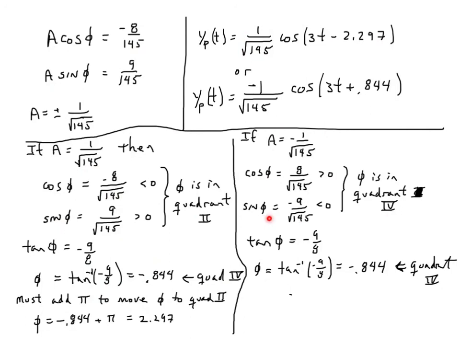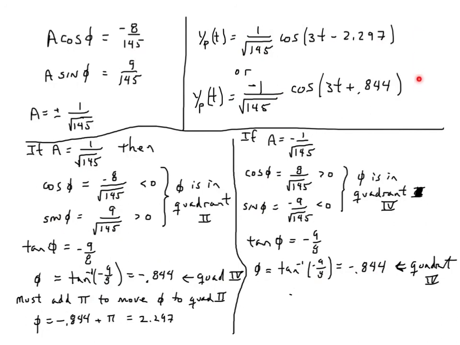Still, I have to find my phi. Dividing sine of phi by cosine of phi, I get the ratio of minus 9 to 8. Inverse tangent of that gives me that phi must be negative 0.844. That is in quadrant 4. That's where phi needs to live. And so I come up here and say my amplitude is negative 1 over the square root of 145, cosine 3t minus phi, well, phi is already negative, so it shows up as a positive 0.844.